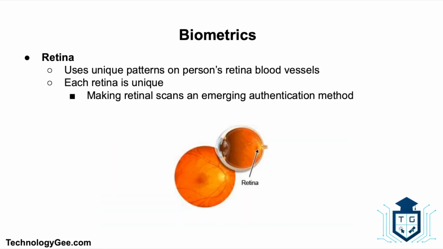Next, we have a retina scan, and this is a biometric technique that uses unique patterns on a person's retina blood vessels. The human retina is a thin tissue made up of neural cells that is located in the posterior portion of the eye. Because of the complex structure of the capillaries that supply the retina with blood, each person's retina is unique, making retinal scans an emerging authentication method.